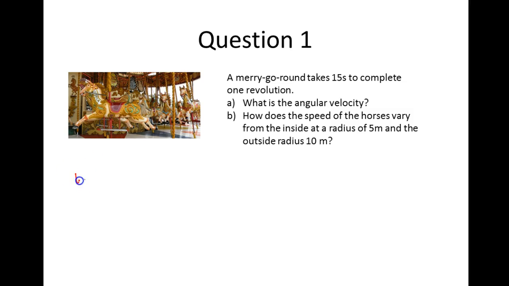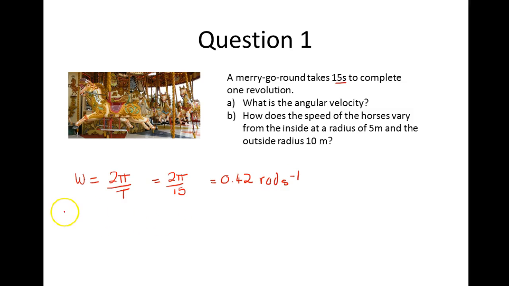So I want to find the angular velocity, so I'm going to use omega is 2 pi over T, because I have the time period here of 15 seconds. So that is 2 pi over 15, and so the angular velocity is 0.42 radians per second.